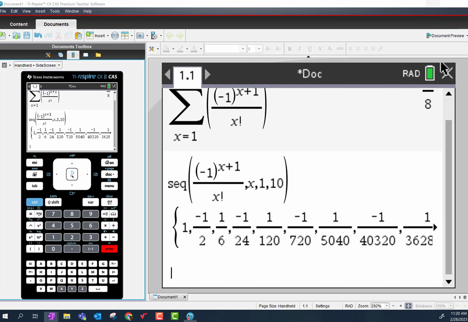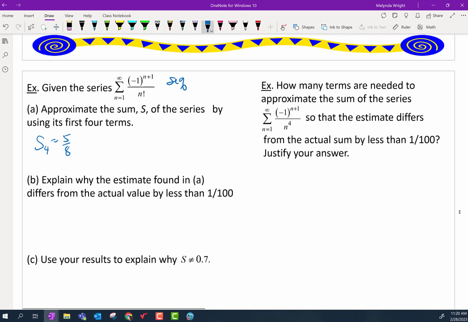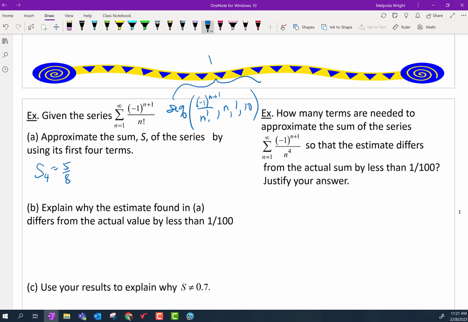Okay, so I'm going to write that on here so we just have a list of it. So we would do SEQ, and then we would write -1 to the n plus 1 over n factorial, or in our calculator we'd use x's, n comma 1 comma 10, and that would give us the first 10 terms. So this just lists the first 10 terms. And that's going to be very helpful for us as we move on into this lesson. All right, are we okay with the calculator input?